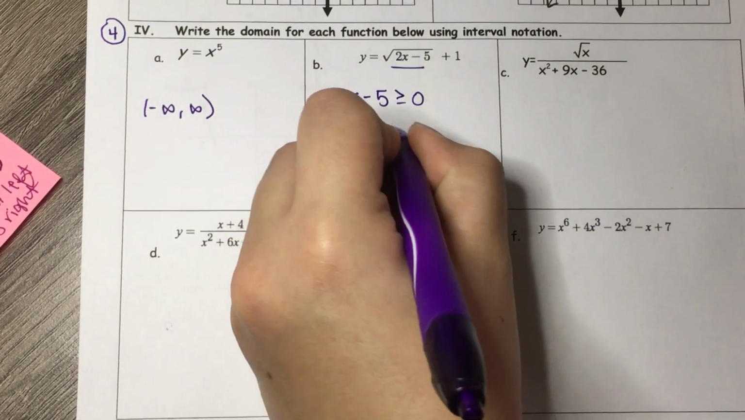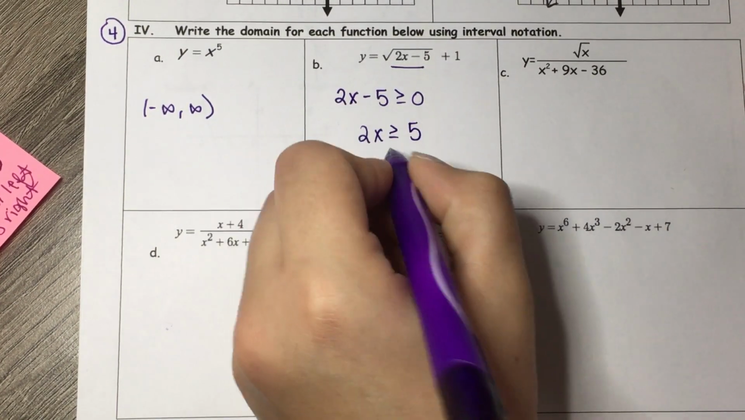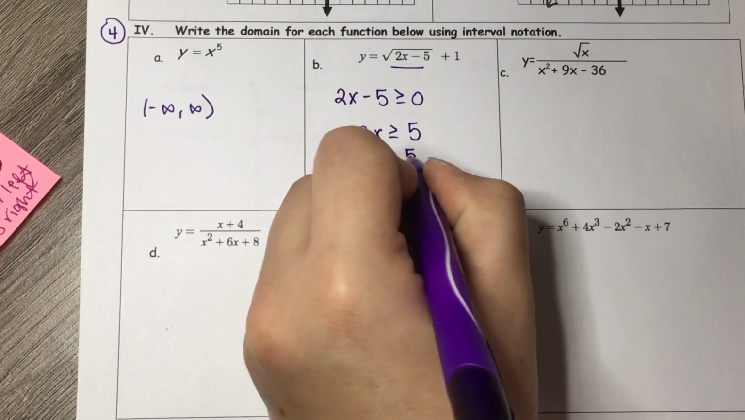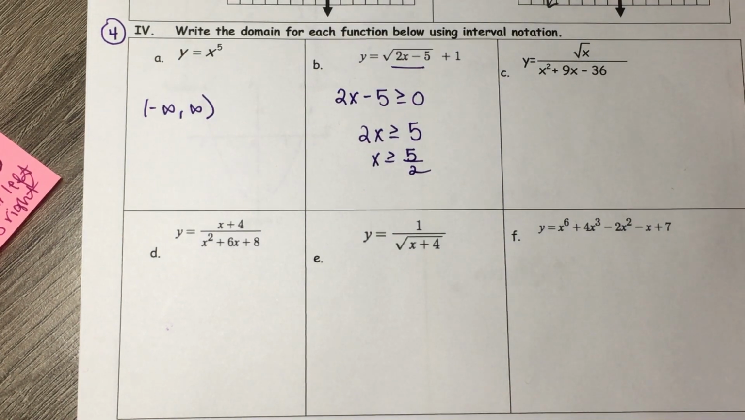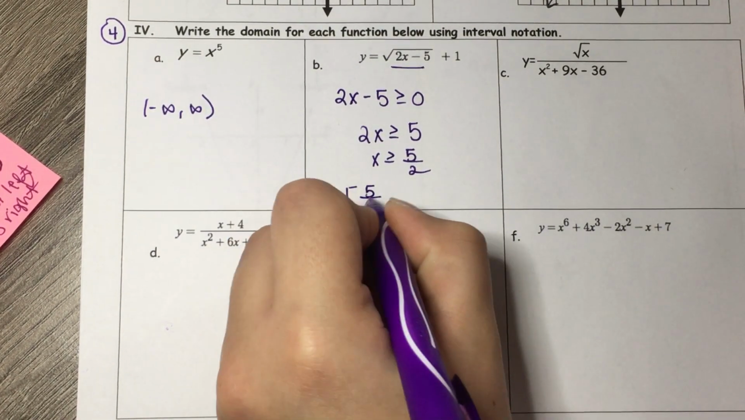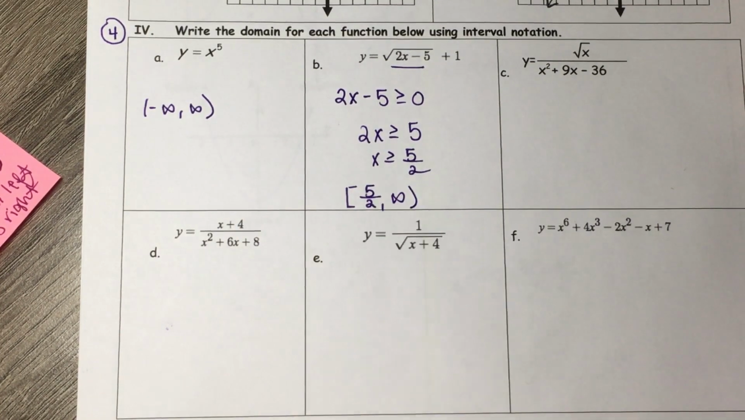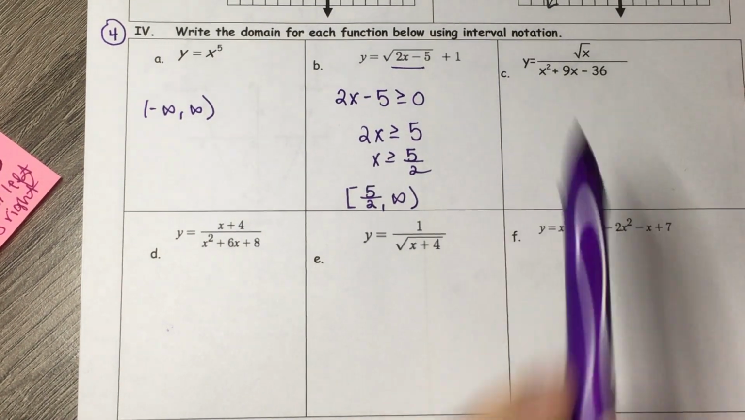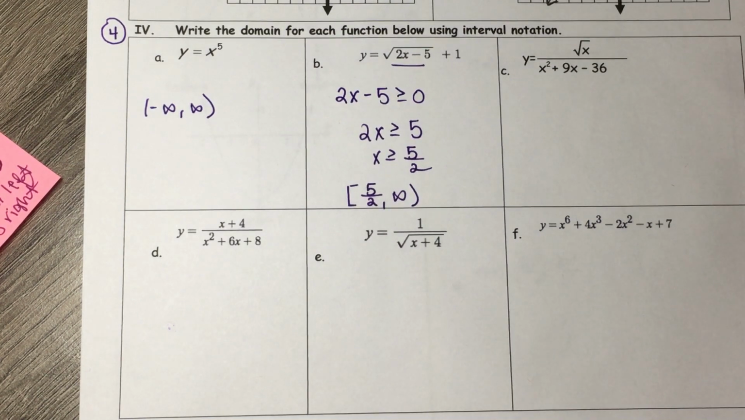And then we're just going to have to solve for x here by adding 5, by dividing by 2, and then we're seeing here that x has to be greater than or equal to 5 over 2. So we have 5 over 2 inclusive, and then we go all the way out to infinity. There's that interval notation that I'm asking for in the directions.